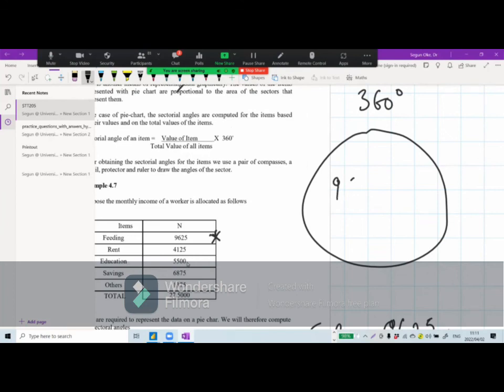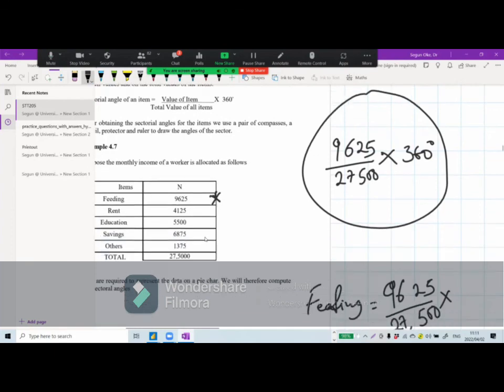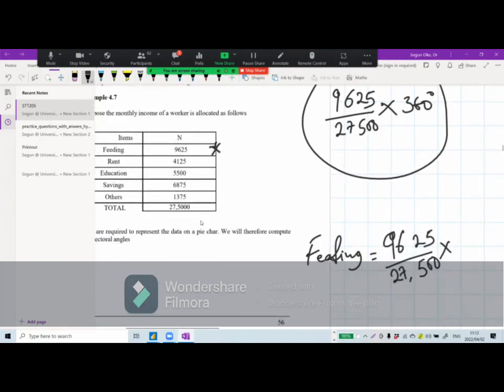It is 9,625 divided by the total value 27,500, everything now multiplied by 360 degrees. So let's divide it and multiply it. What do you have? 126 degrees. 126 degrees, because everything will be in degrees.